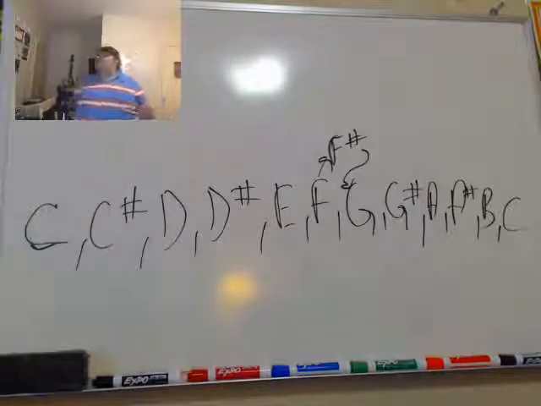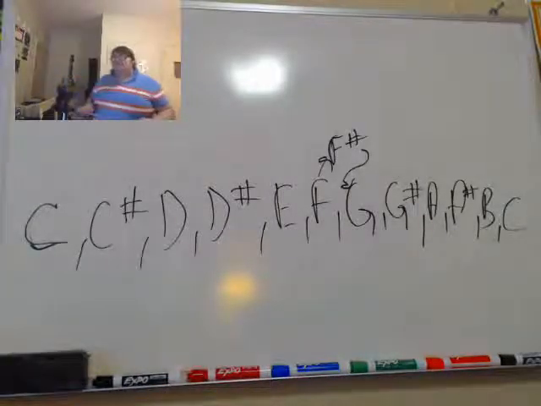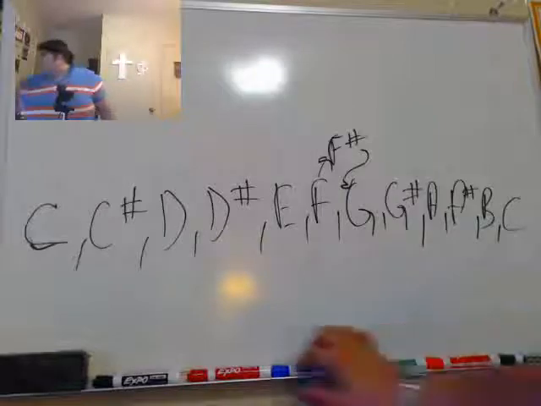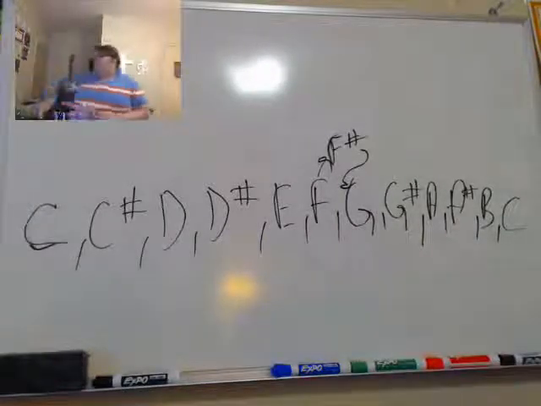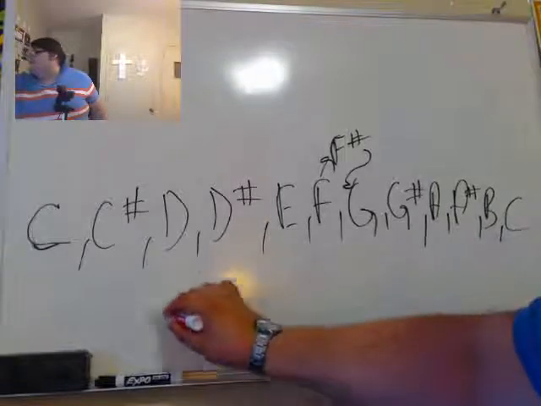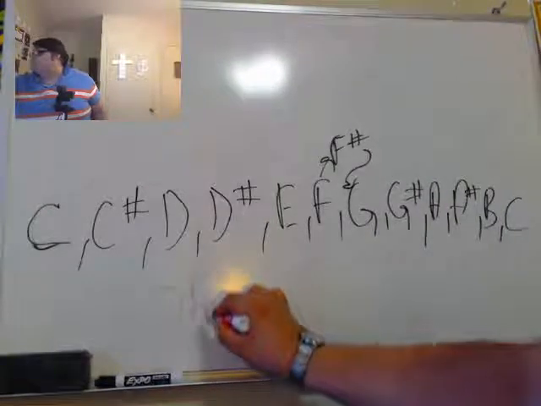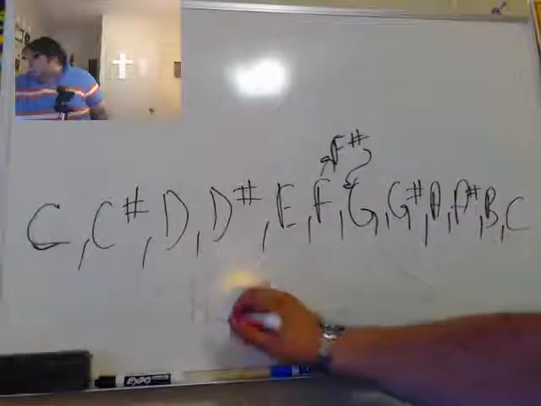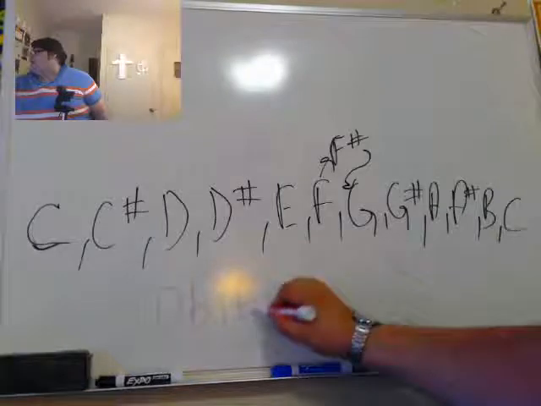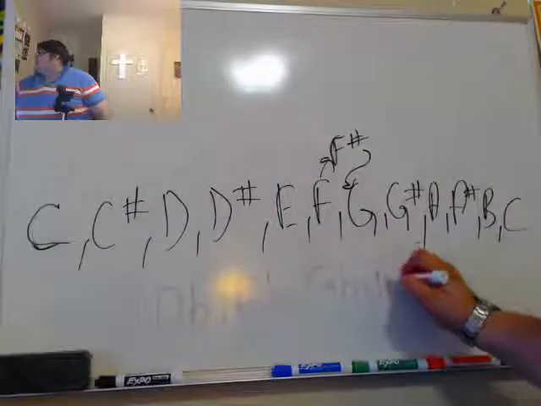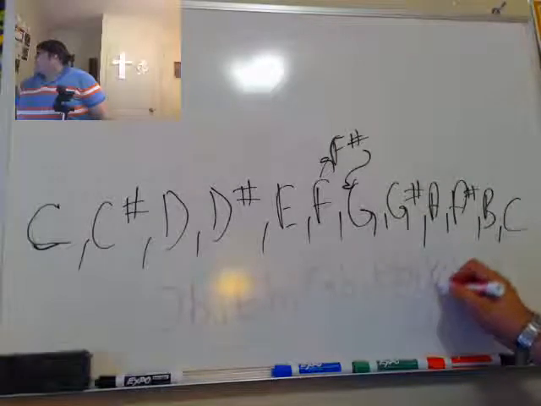Now, we also have flats. And the flats, based off of music theory, and I'm going to use a different color so I could show you the flats. The flats are right down here. We have D flat, E flat, G flat, A flat, and B flat.